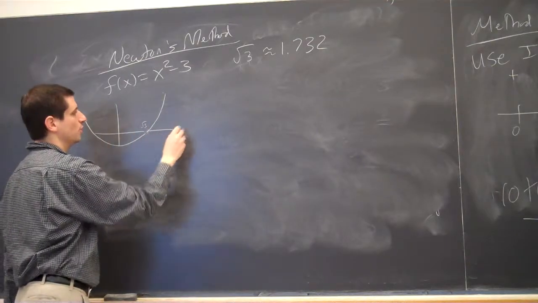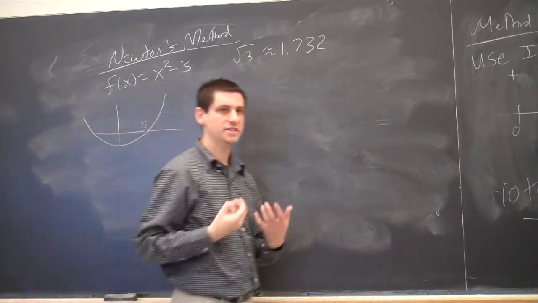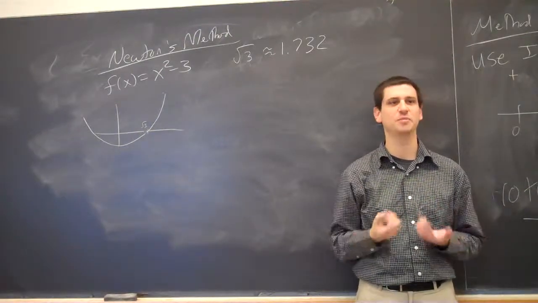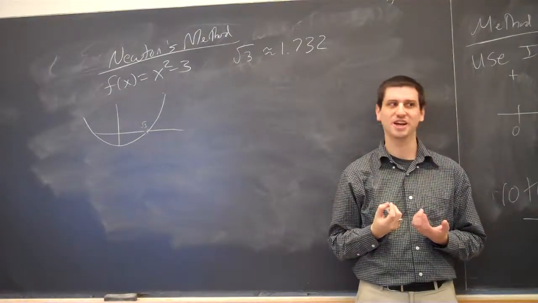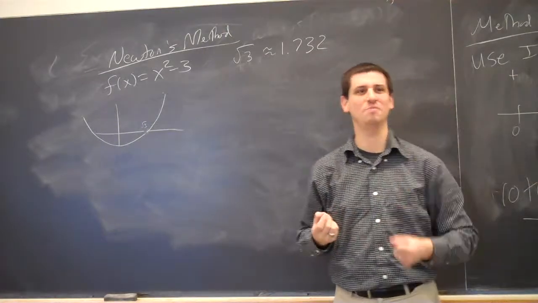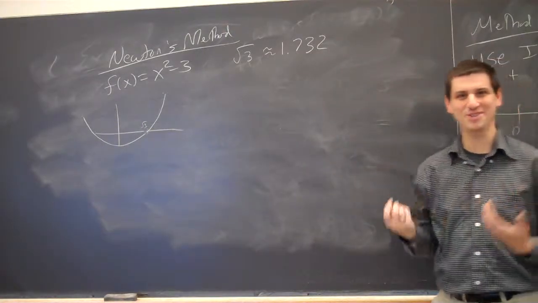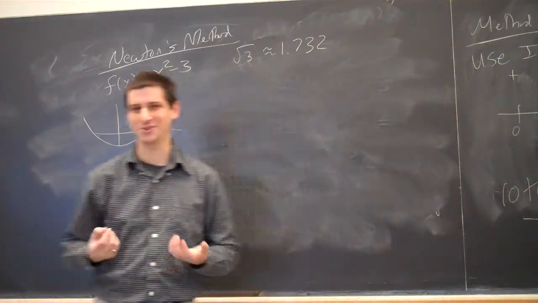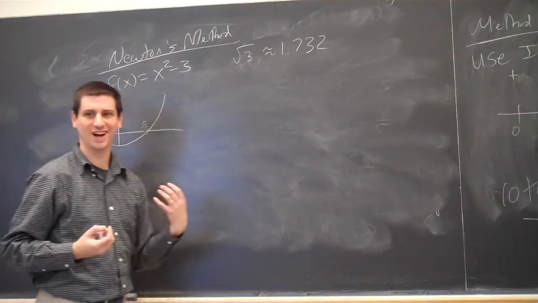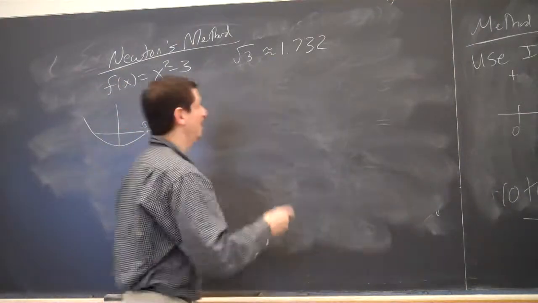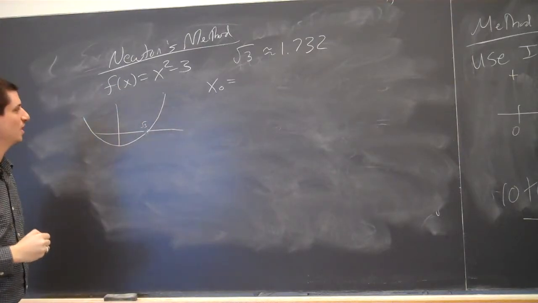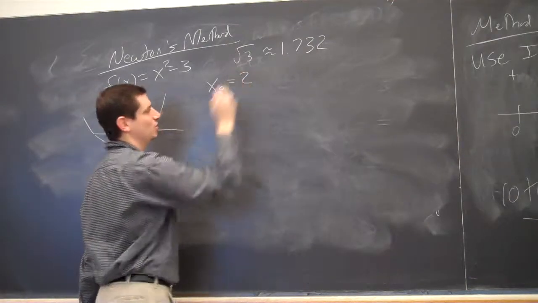And the idea is the following. Let's take a nice guess for square root of 3. Anybody want to give me a nice guess that's a nice number to work with? Doesn't have to be that good. 2. Much better guess, right? 2 is much easier for me to work with. I've deliberately made mistakes today in the algebra to convince you I can't do this. So let's guess x naught equals 2.